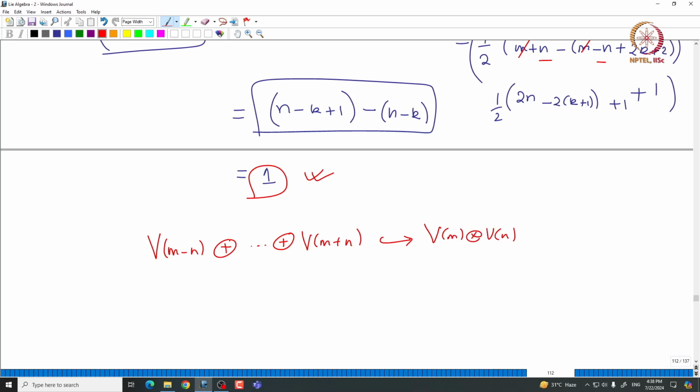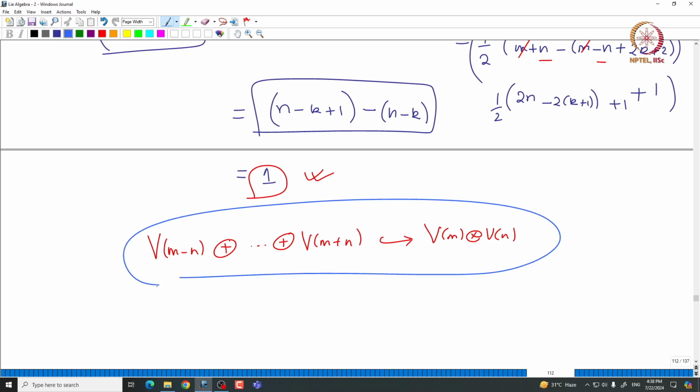So, now it is easy to see that both the dimensions match, okay. So, indeed you need not compute anything else, because both the dimensions match. So, this should be the decomposition of V m tensor V of n into irreducible modules. So, there are no extra terms.